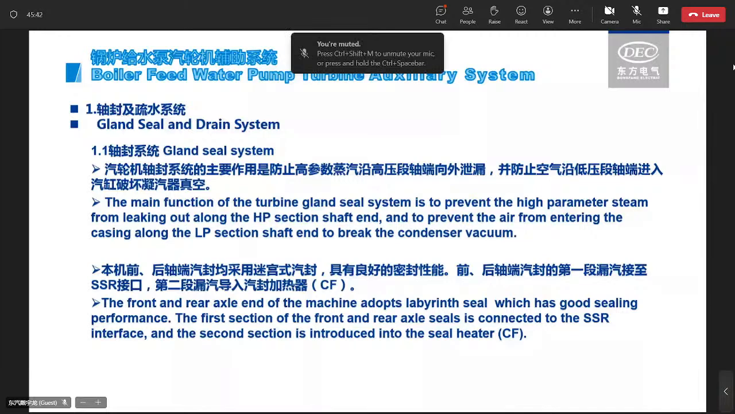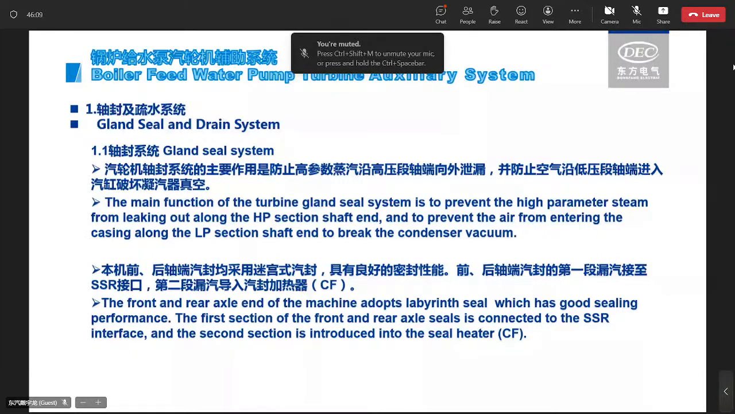SSR as Chinese abbreviation, which is short for the drain flash tank of the large steam turbine. Drain flash tank.